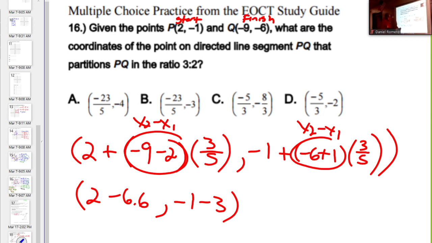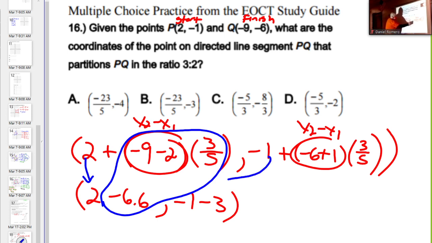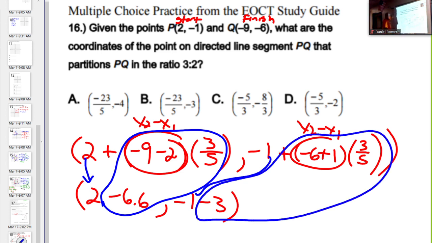If you're confused, this 2 just dropped. This -6.6 I just did mentally. Do it on the calculator if you want, it came from that. This -1 just dropped. This -3 just came from doing this. So you're not confused: 2 minus 6.6 is -4.6. Comma, -4. That's where I would have put it.